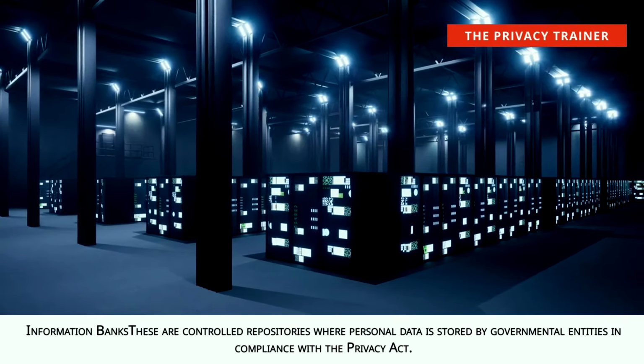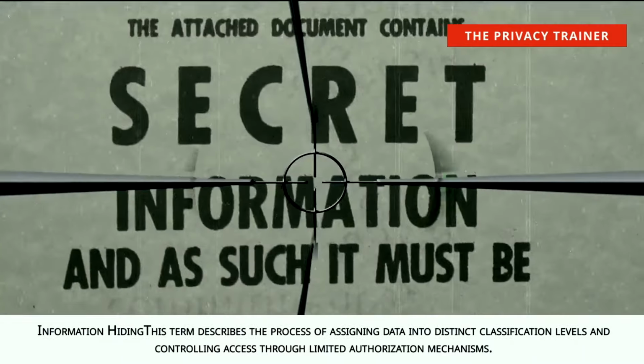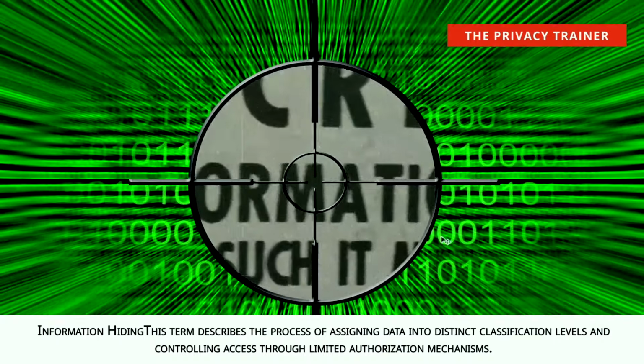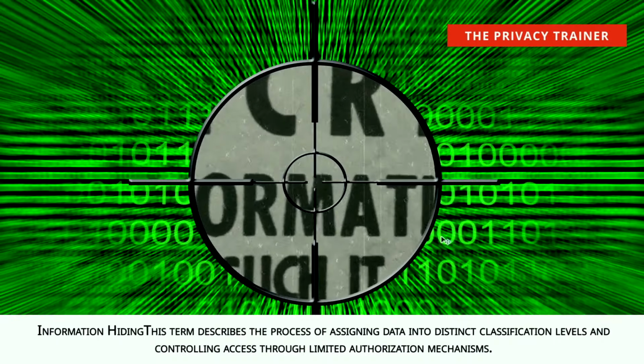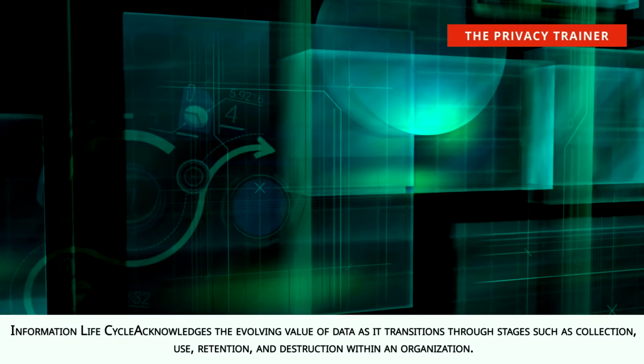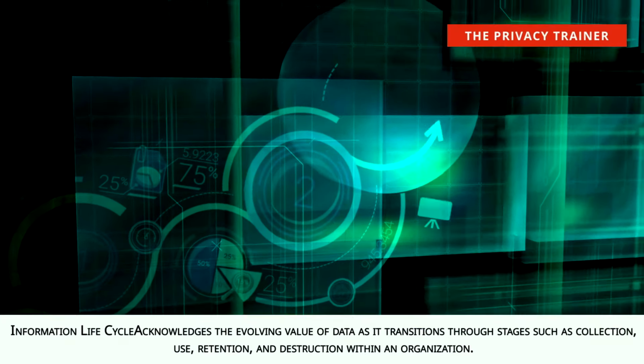Information governance involves the orchestration of various stakeholders involved in processing personal data, ensuring adherence to privacy laws, security measures, and technical solutions. Information hiding, this term describes the process of assigning data into distinct classification levels and controlling access through limited authorization mechanisms. Information lifecycle acknowledges the evolving value of data as it transitions through stages such as collection, use, retention, and destruction within an organization.